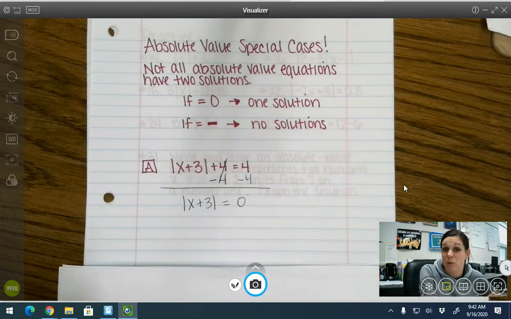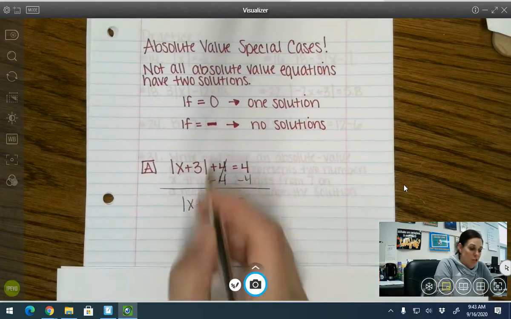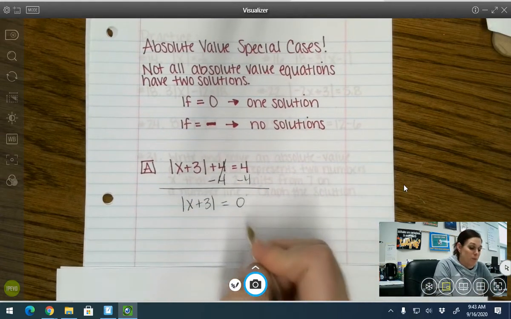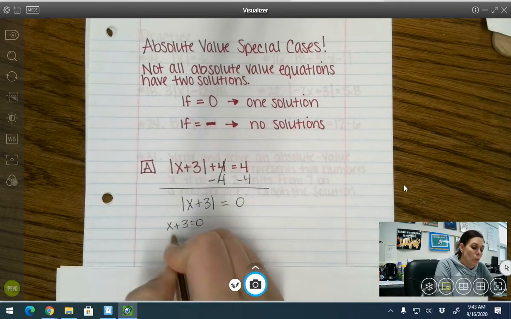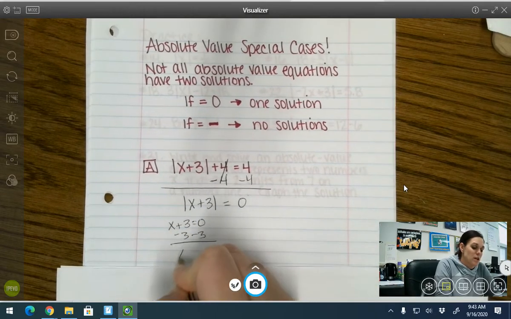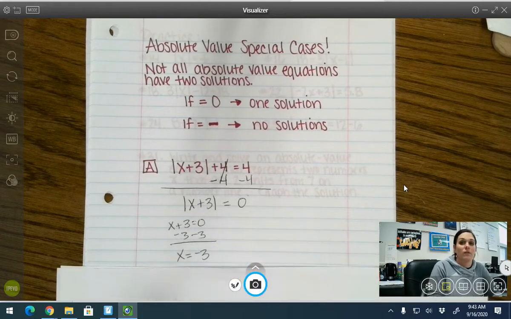Now this a lot of times will freak you out, and you're like, equals 0. Okay, understand that's okay. That just means there's going to be one answer. So instead of slicing and dicing, I'm just going to write it once because there is no positive and negative version of 0. So we're going to get x plus 3 equals 0. We're going to subtract 3 from both sides, so x equals negative 3.